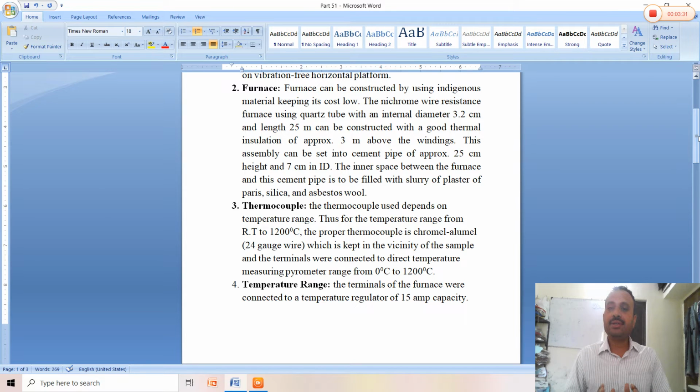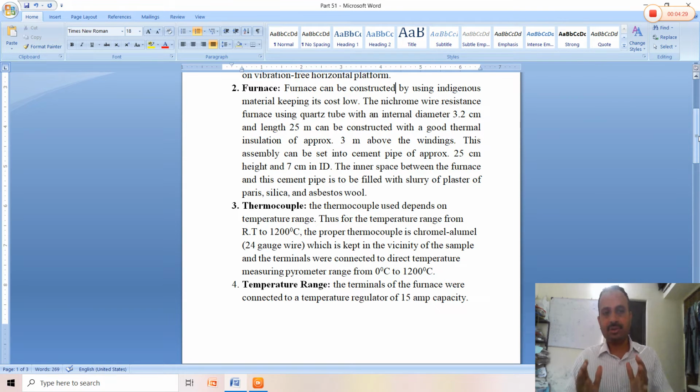This assembly can be set into a cement pipe of approximately 25 centimeter height and 7 centimeter internal diameter. That should be important. The inner space between the furnace and this cement pipe is to be filled with a slurry of plaster of Paris, silica and asbestos wool. So the cement pipe and furnace are connected with this material. This is a very important part.